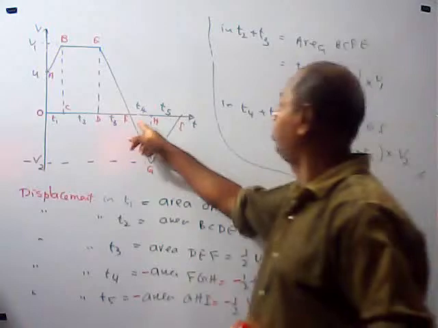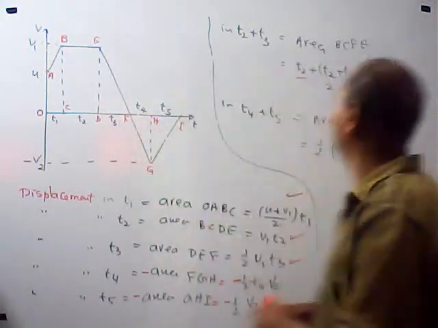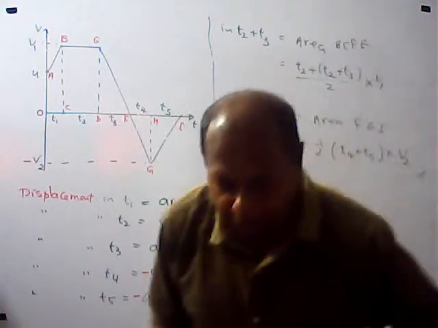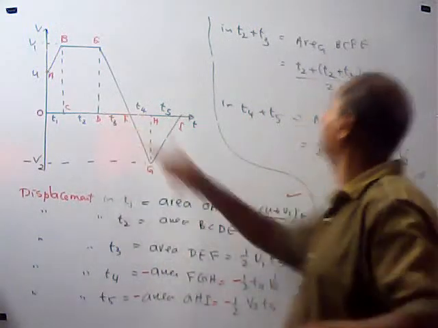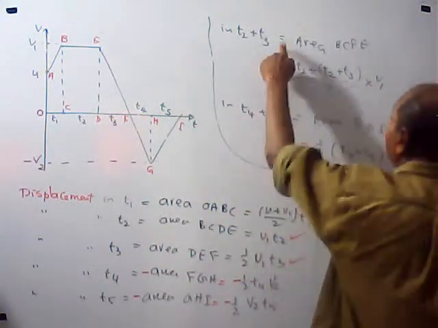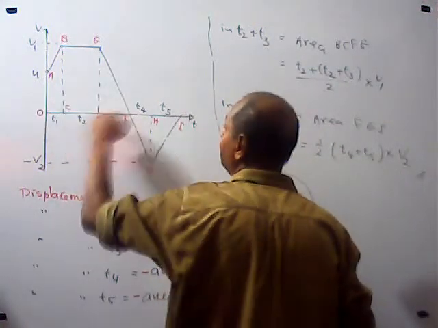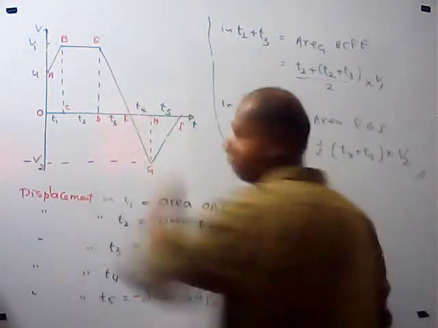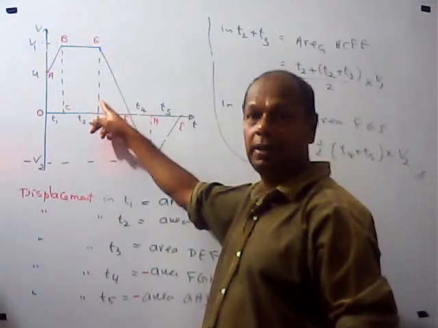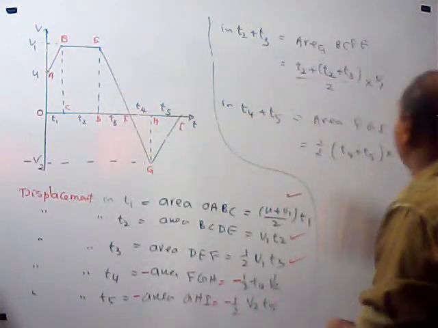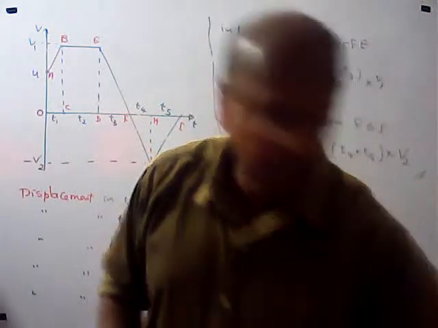And in T4 plus T5, again it has to be minus. In T2 plus T3, speed, distance and displacement are the same. But in T3 plus T4, displacement is this area minus this area. So you can't leave it like this. You have to find it again for T3 plus T4.